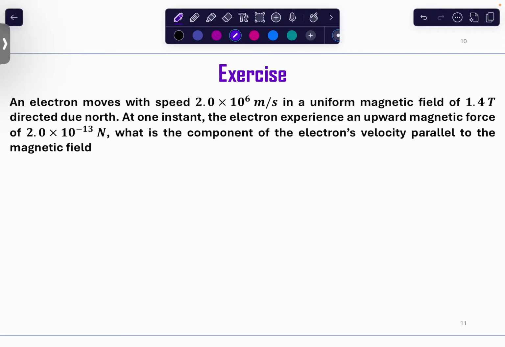Electron moving, it's moving in a uniform magnetic field of 1.4 Tesla directed due north. At one instant, the electron experiences an upward magnetic force of 2.0 times 10 to the negative 13th newtons. What is the component of the electron's velocity parallel to the magnetic field?